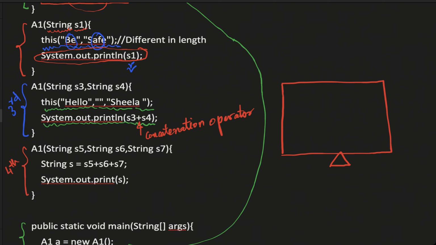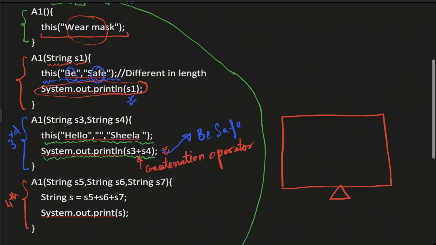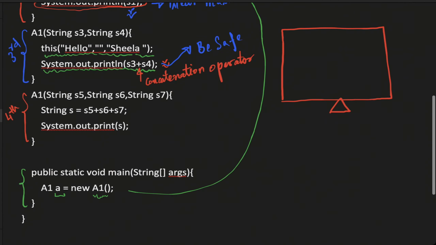So here s3 and s4 together, be safe, will be printed here. Let me write it here so that it would be clear to you. Be safe will be printed. And here wear mask is printed. So a1, string s5, string s6, string s7.